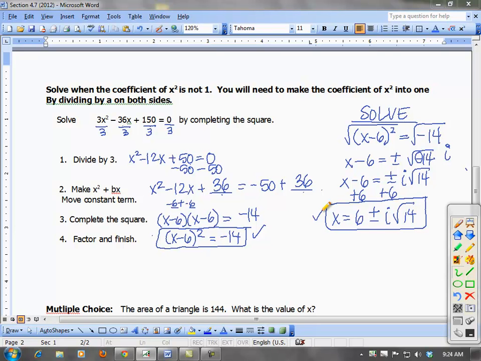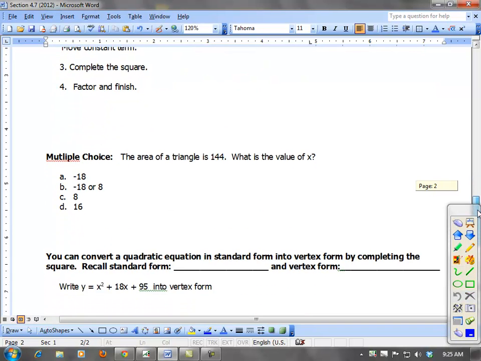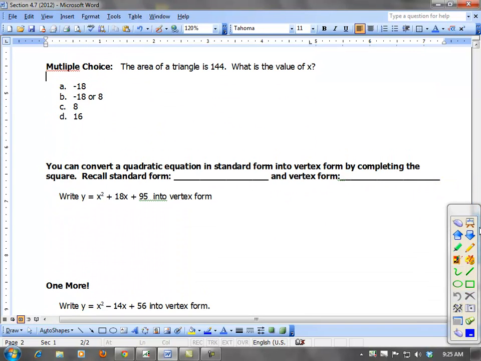All right, let's do an application of it. The area of a triangle is 144. What's the value of x? Now, your paper has a triangle, so let me draw it in. The bottom length is an x plus 10. The height is a 2x.